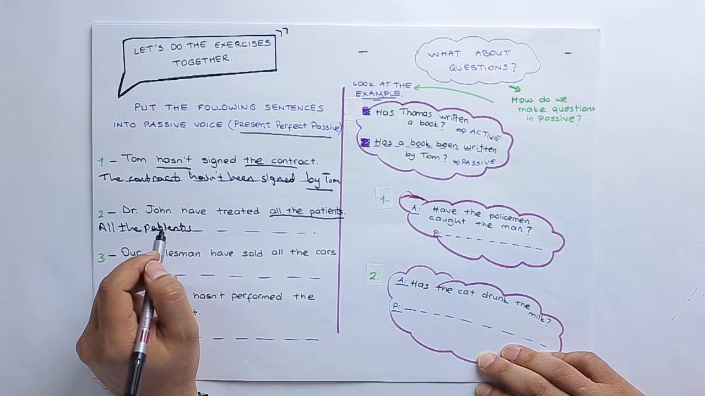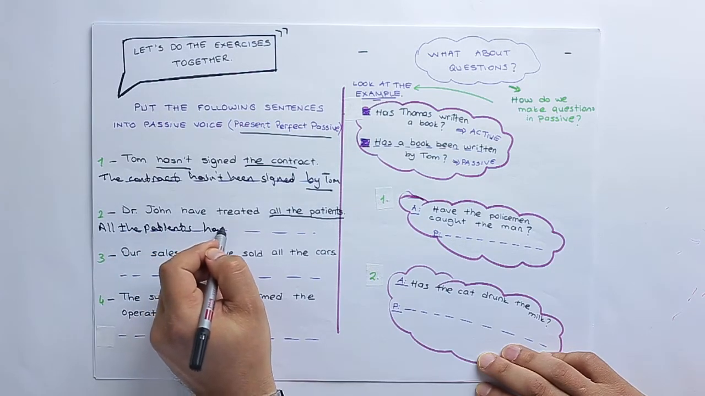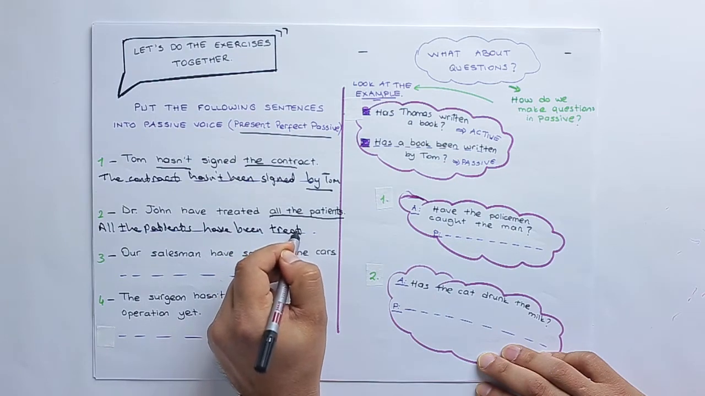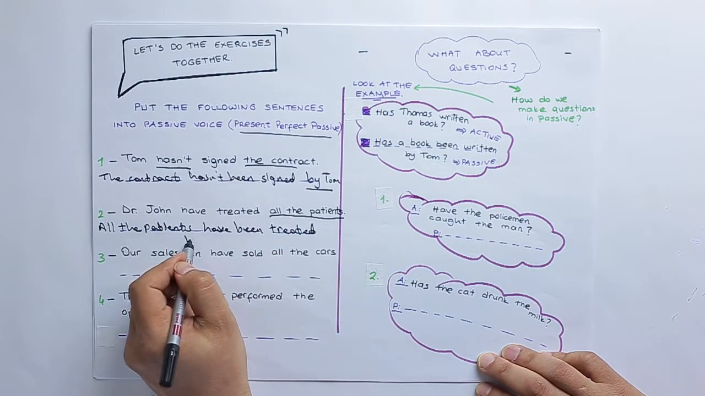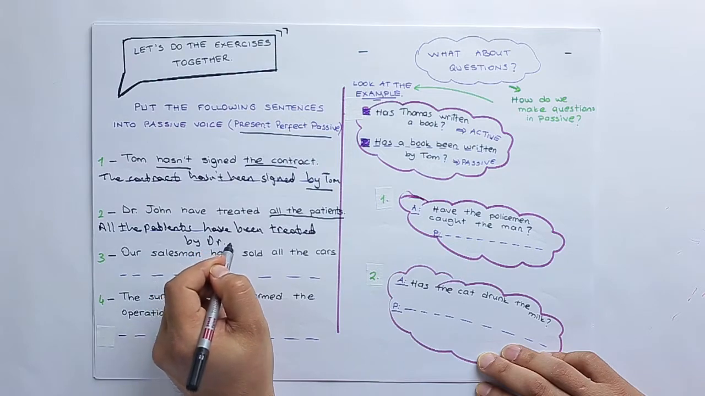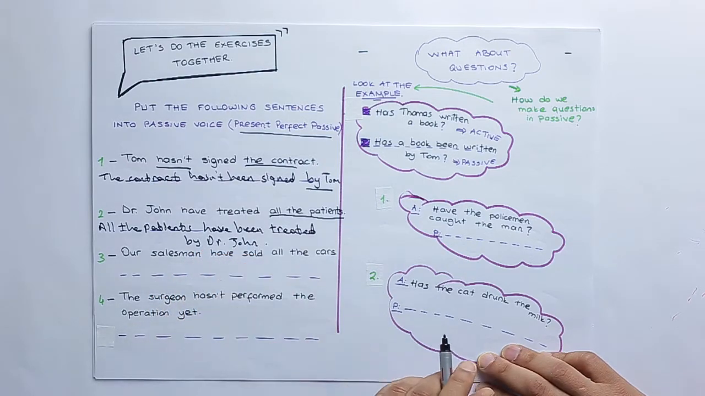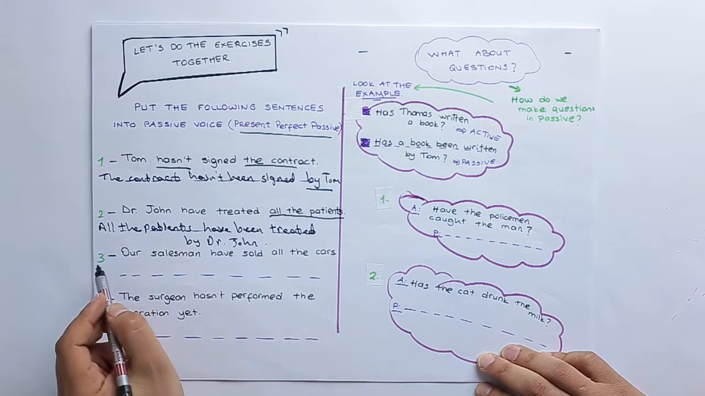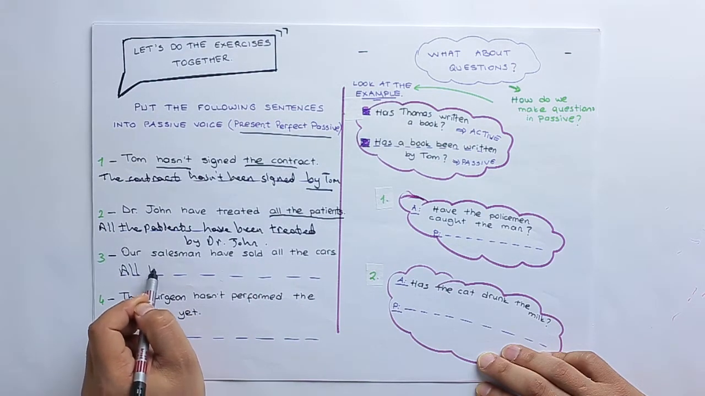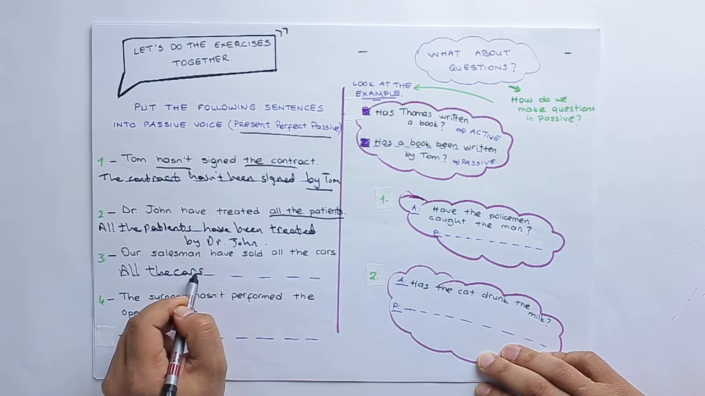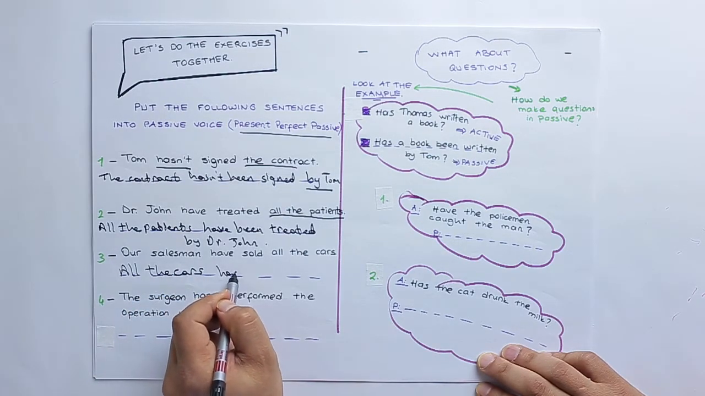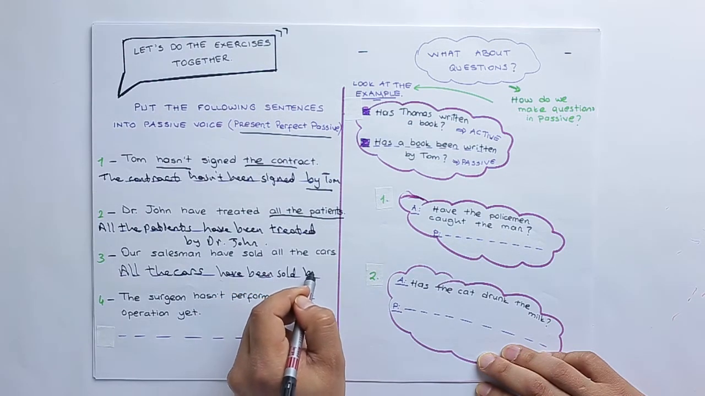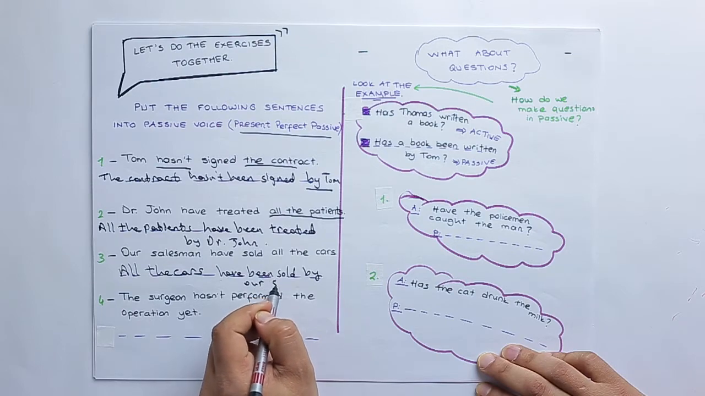All the patients have been treated by whom? By Dr. John. Okay. Number 3, our salesman has sold all the cars. Okay. Now all the cars have been sold. Have been sold by whom? By our salesman.